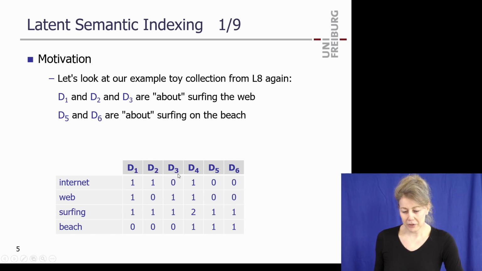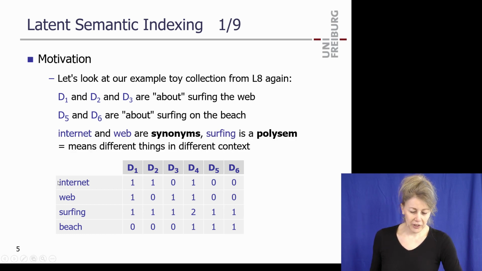Let's try to understand this a little bit better, because there's a reason I chose this matrix, which we didn't really need in the last lecture, but now we need it. There are these two words here, internet and web, which for the purpose of this example mean the same thing. You have that pretty frequently in language, two words which in a certain context mean more or less the same thing. You have a word surfing, which can mean different things in different contexts: surfing the web, surfing the beach.